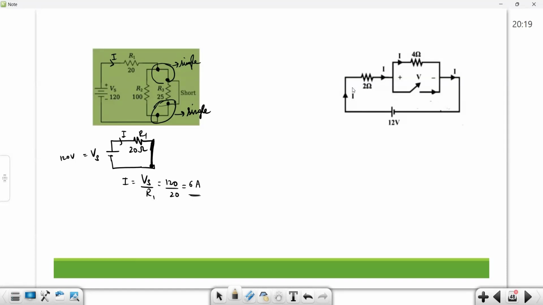Now, here if you see, what is the value of this V? Here it is open circuit. Open means current will be zero here, but voltage will be there. If voltage is there, then the current will be flowing like this. It will come back again. Is it clear? Current will be flowing through 2 ohm and 4 ohm. And again it will come back to the source. Done? Done.